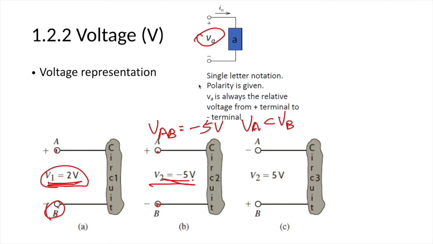In the third example, we can see that the plus sign is on B, not on A. So we have VB minus VA equals 5 volts. So the voltage at point B is higher than the voltage at point A.